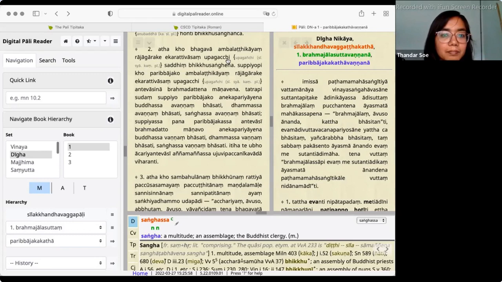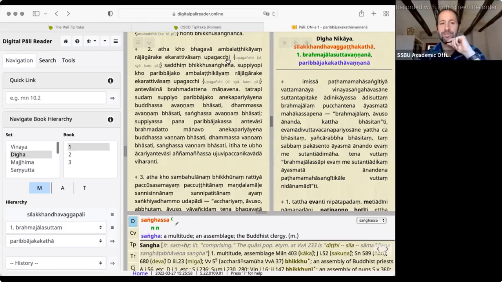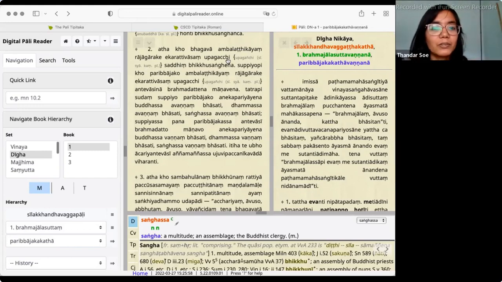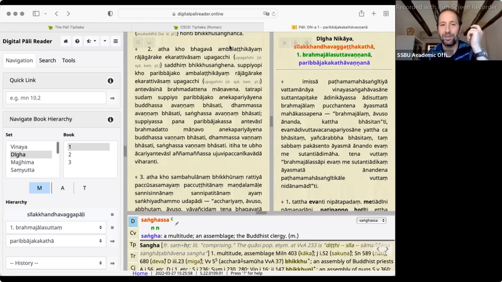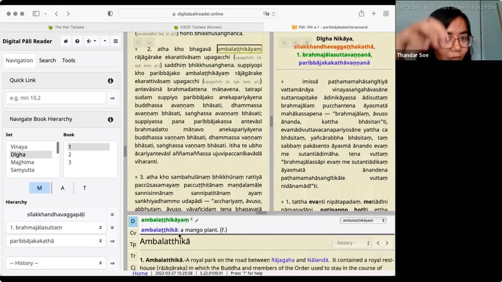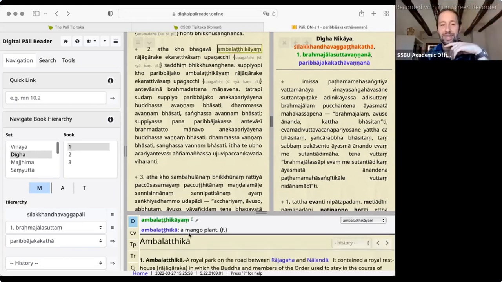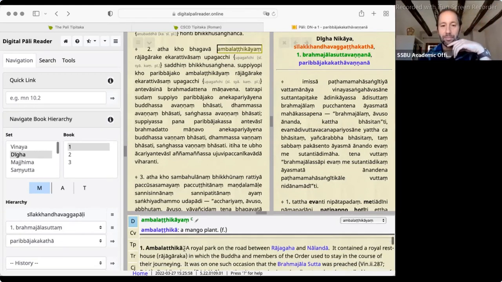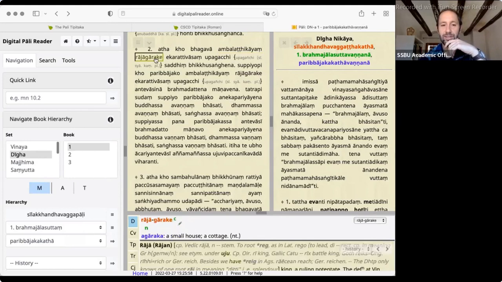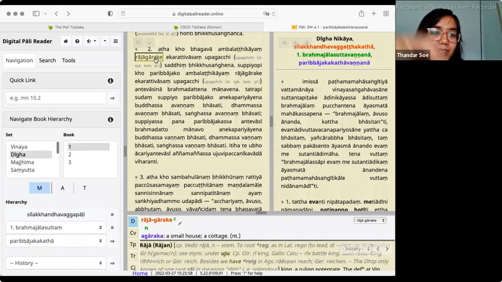Ambalatthikaya. Are you sure? No. Here the word, if you click on it, is Ambalatthika, a royal park. So Ambalatthikayam is a locative singular. Rajagarake is also locative singular.